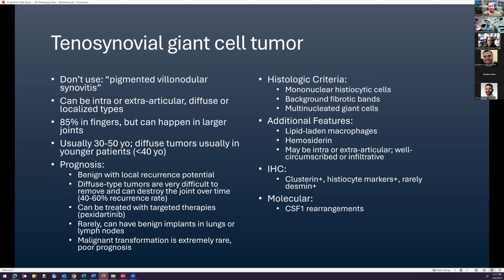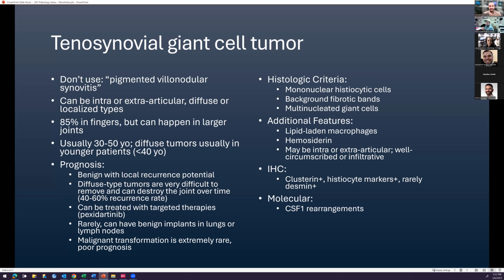But if you look around, you should see one or two here or there. The additional stuff that's not necessarily required: the lipid-laden macrophages, the hemosiderin, where it's located, that's not really a requirement for the diagnosis. There are some IHC you can do. It's not that helpful generally. Any sort of histiocyte marker will be positive in all these.